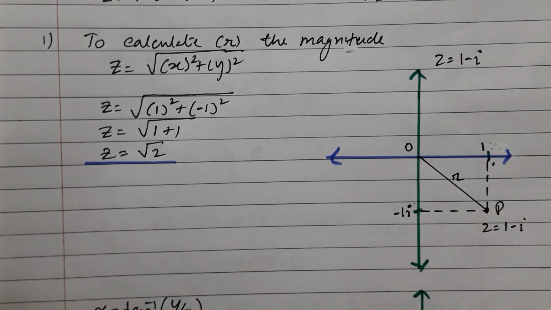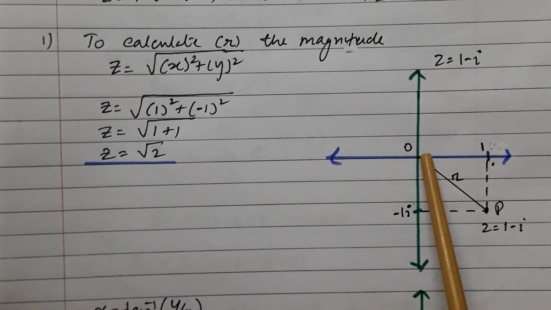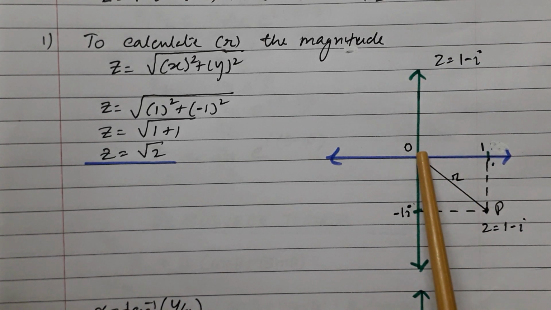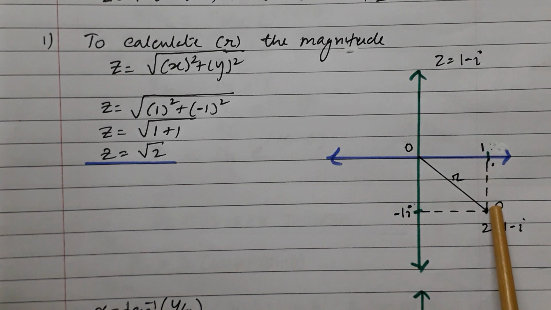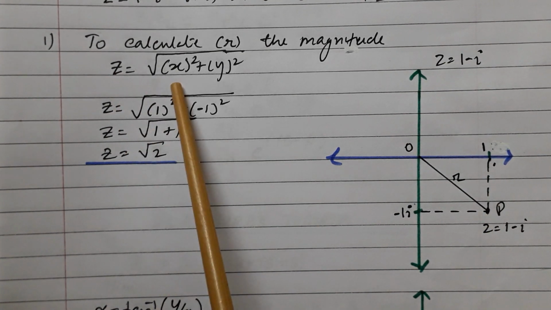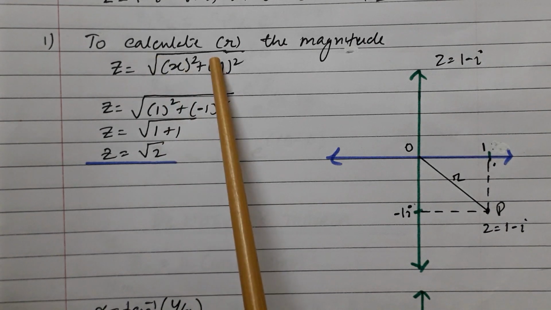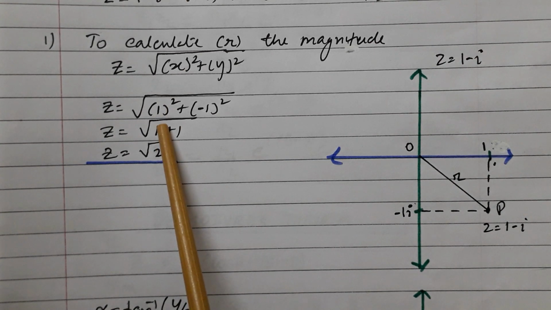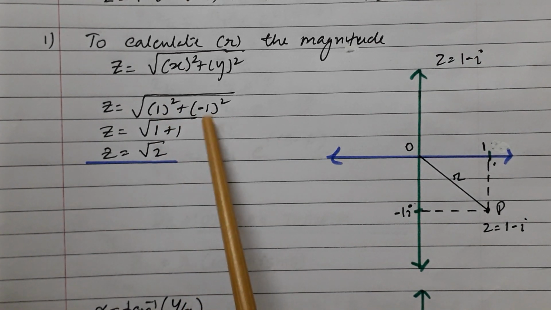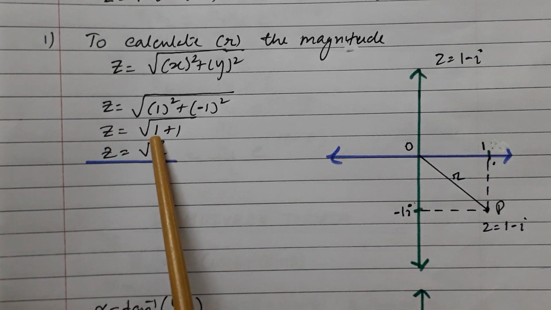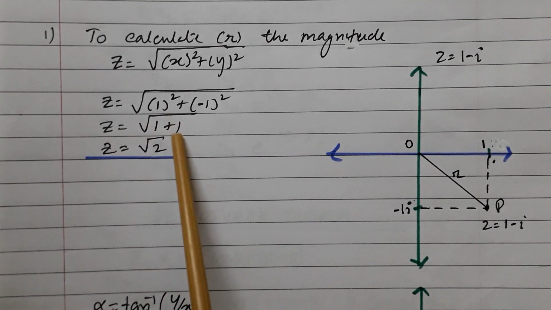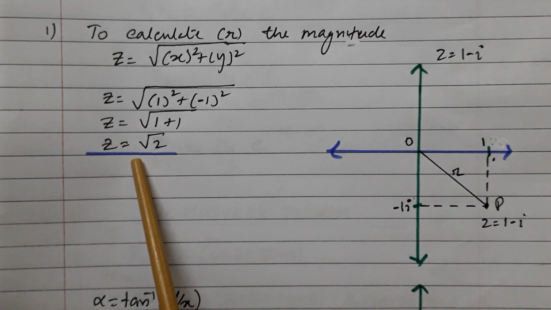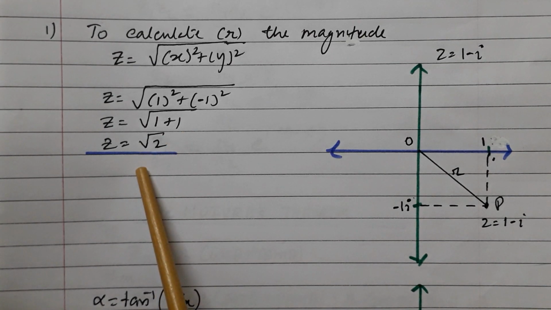And this can be very easily calculated using Pythagoras, because this is a right angle triangle. This is the magnitude r, this is the x coordinate and this is the y coordinate. So the magnitude of z is equal to the square root of x squared plus y squared. So it is the square root of 1 squared plus negative 1 squared. So it will be the root of 1 plus 1, which equals root 2. So that is the magnitude of the number. The magnitude of z is root 2.